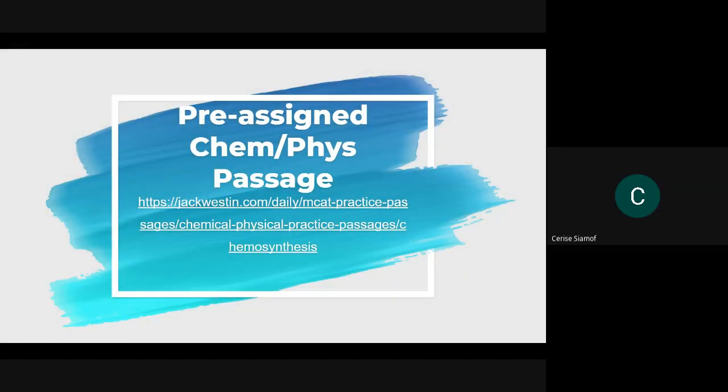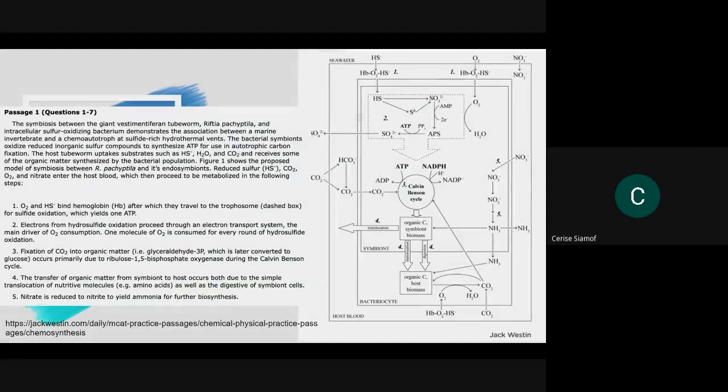Okay, so the assigned passage for ChemPhys was about chemosynthesis from Jack Weston. Let me just grab the link. If you want to skip to the next slide, I'll just drop this in the chat. I've just put the passage here for anybody watching the recordings, and for our reference. You can click ahead.